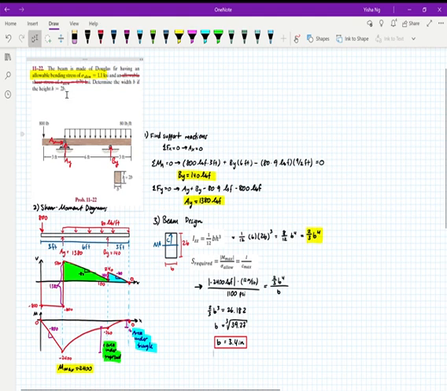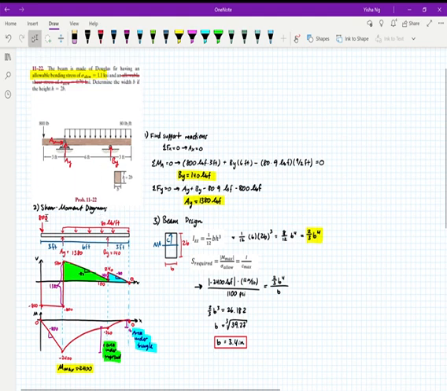So we have a rectangular cross-section, and I know my moment of inertia equation for a rectangle, so I'm not going to worry about that for now. The first thing I'm going to do is find my support reactions, once again, sum of forces and sum of moments. And once I know my support reactions, I'm going to go ahead and do a shear moment diagram.